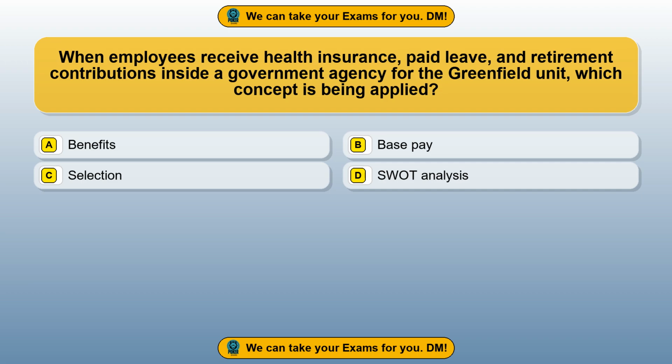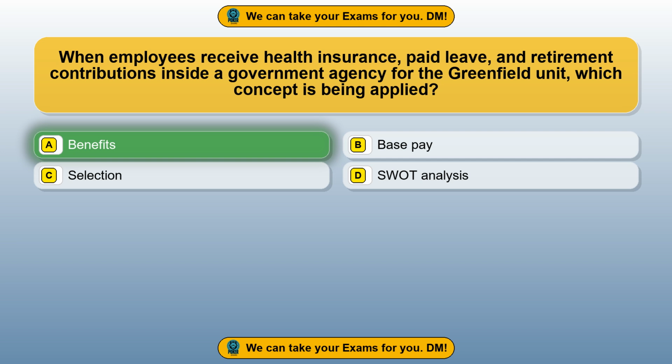Question 7. When employees receive health insurance, paid leave, and retirement contributions inside a government agency for the Greenfield unit, which concept is being applied? Option A, benefits. Option B, base pay. Option C, selection. Option D, SWOT analysis. The correct answer is option A, benefits.